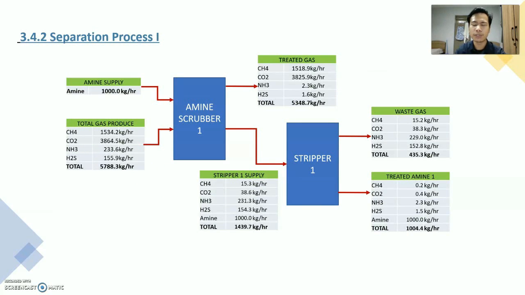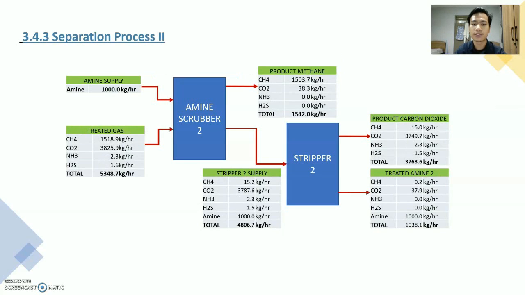The total biogas from the first and second reactor was fed into the first amine scrubber together with a total of 1,000 kg per hour of amine solution, with absorption efficiency of 90% of methane and carbon dioxide. Therefore, the treated gas produced from the first amine scrubber was 5,348 kg per hour, while the bottom part of the scrubber was fed into the stripper for the absorption process of amine solution.